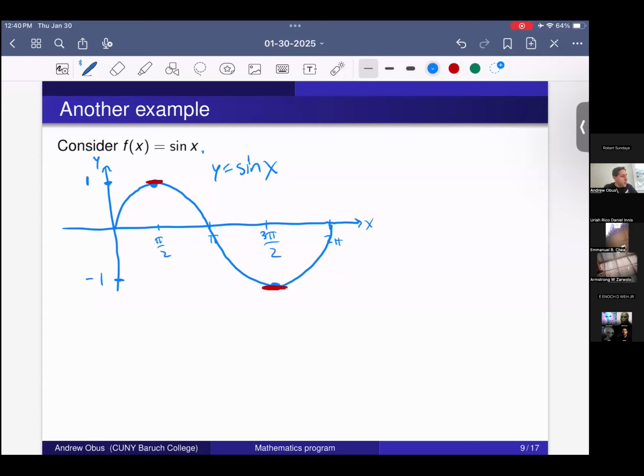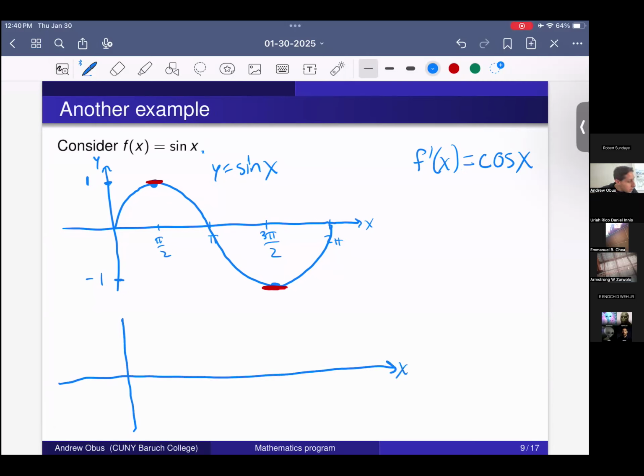So now recall that the derivative of sine of x, f prime of x, which we calculated last semester, is equal to cosine of x. And so what happens if I draw the graph of cosine of x? I'm going to draw it on parallel axes, putting the x values in the same place. So this is pi over 2, this is pi, this is 3 pi over 2, and this is 2 pi.